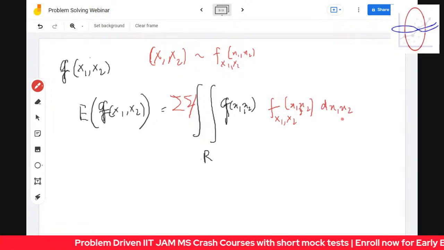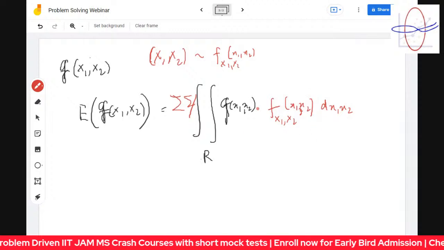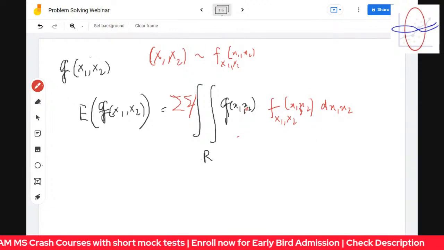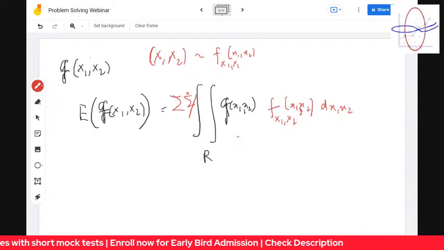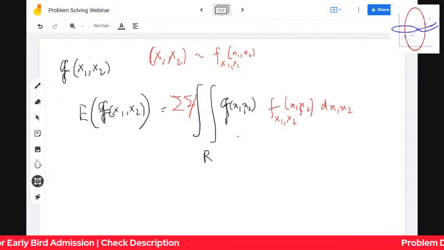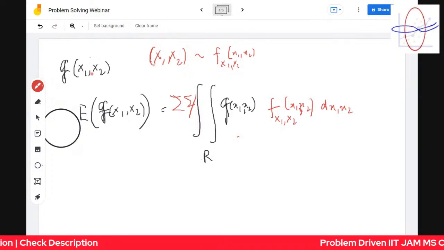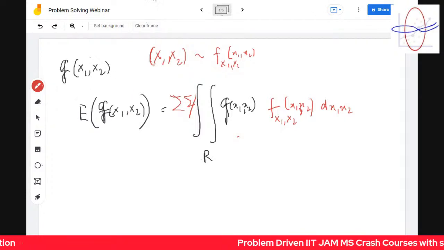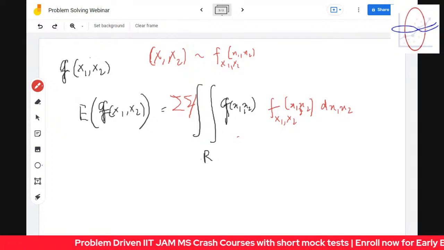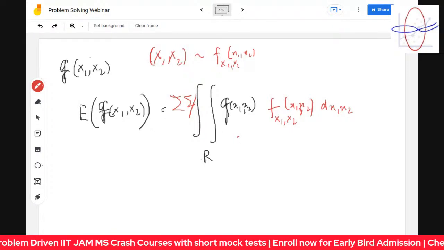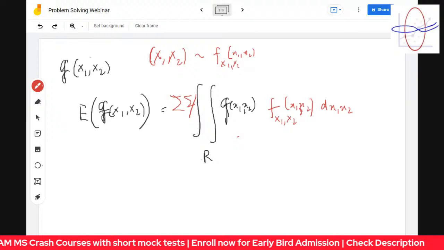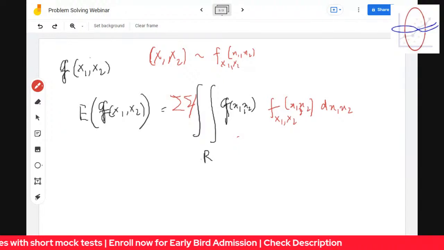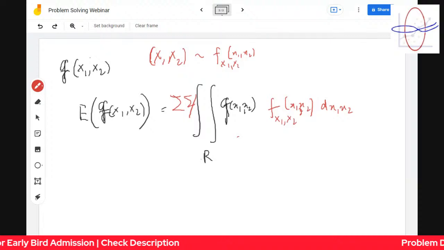So this is the idea. It's called the law of the unconscious statistician, because we are just putting in the value of g(x1, x2) over here. This is the definition, the basic idea. All of you understood this, guys? All of you understood this result and theorem? Perfect. So we'll use this theorem and result to find the expectation of this.